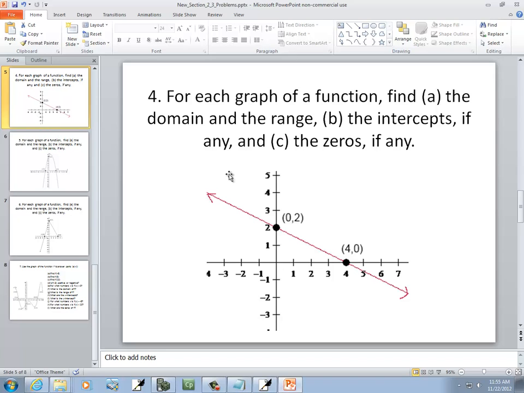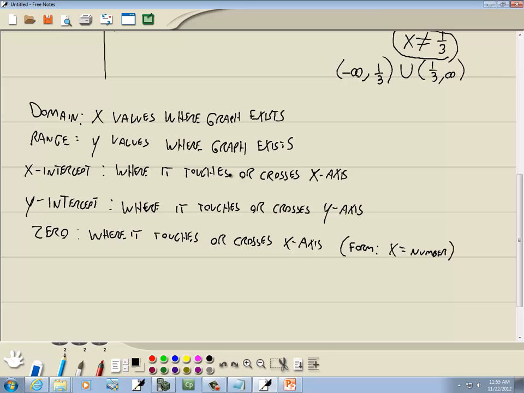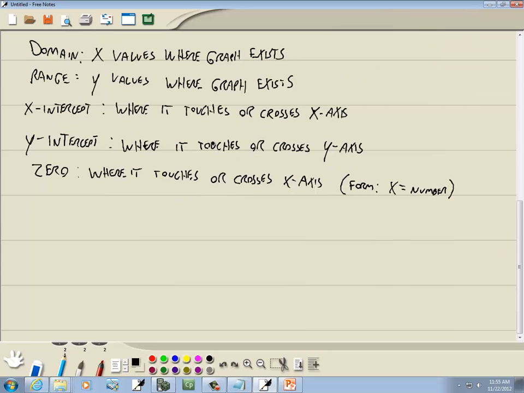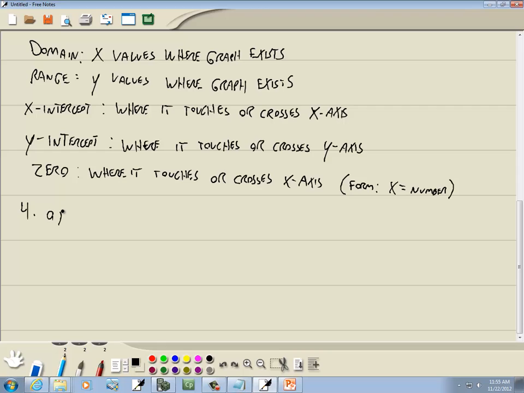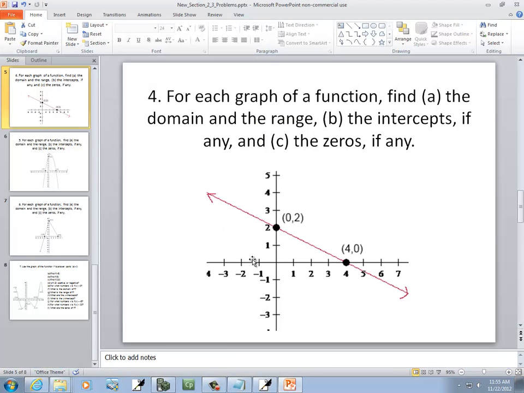Well, we looked at how to algebraically find a domain. And so now we're given a graph and it's asking us to find the different pieces. So number 4. For each graph of a function, find the domain and the range. Now our domain is the x values where the graph exists.